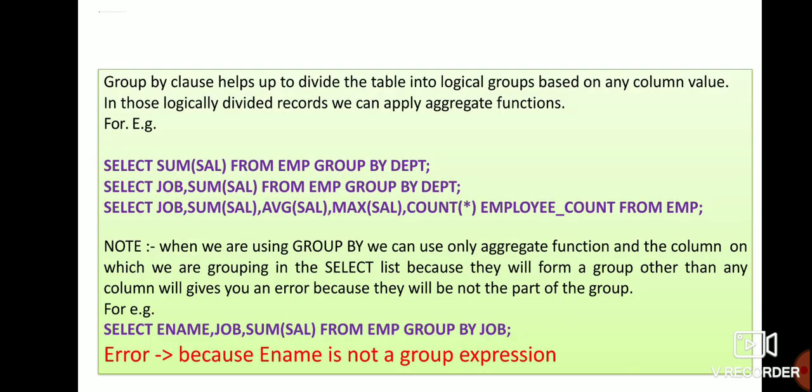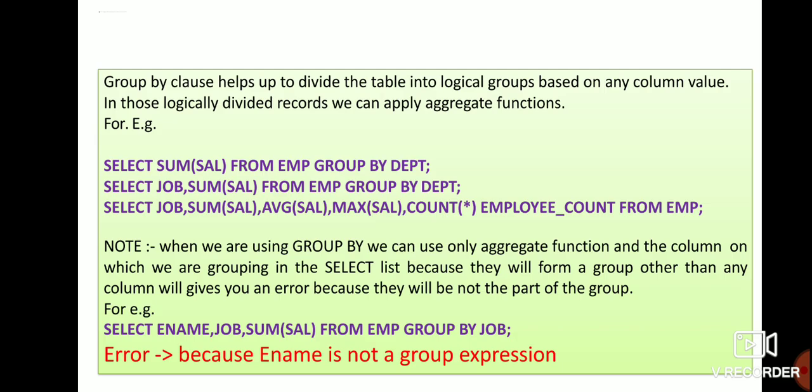Next is select job comma sum of salary, meaning two columns I want to show. First one is job, then sum of salary from employee, group by department, same. So according to department, it will show. Next, select job, sum of salary, average of salary, maximum salary, then count asterisk as employee count from employee. Your table name is employee.